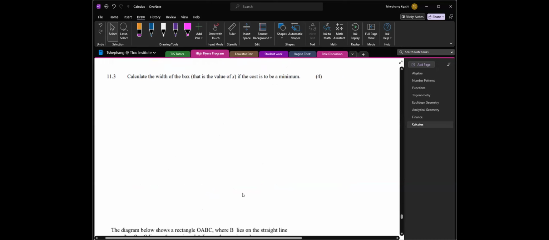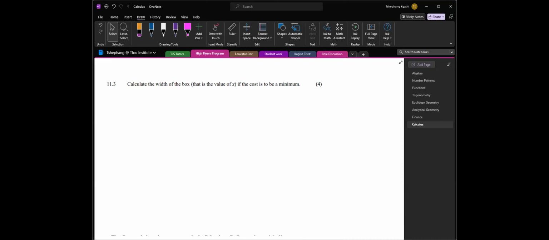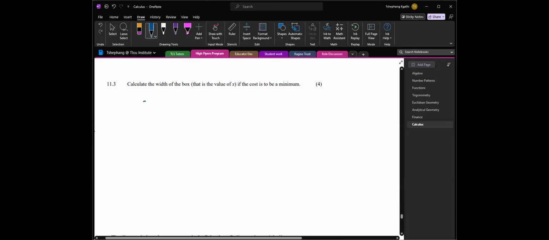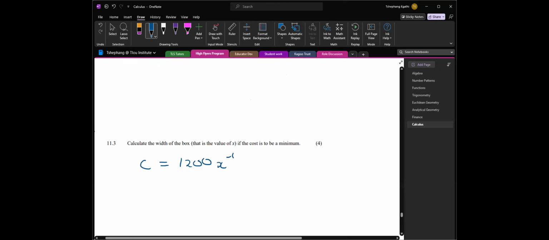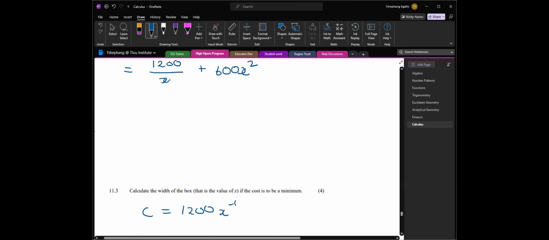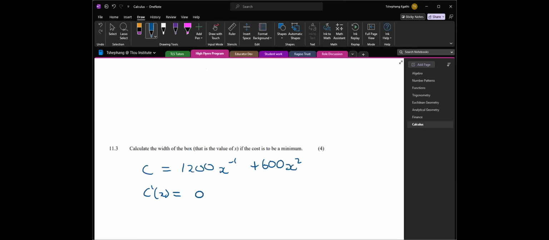Okay. Now the last question. Calculate the width of the box. That is the value of x if the cost is to be a minimum. Okay. Now, let's quickly look at that. So we know that the cost is 1,200 x to the minus 1, plus 600 x squared. If the cost is to be a minimum, we know that C prime of x must be equal to 0 for minimum.